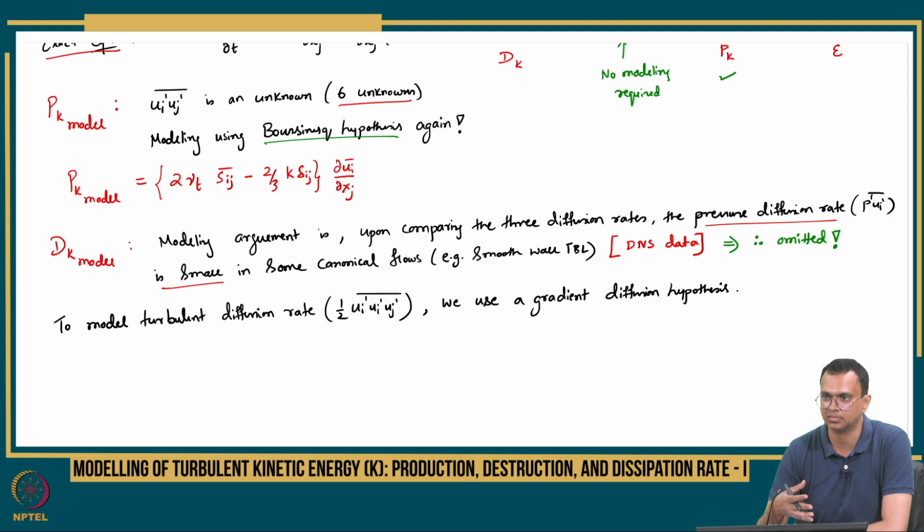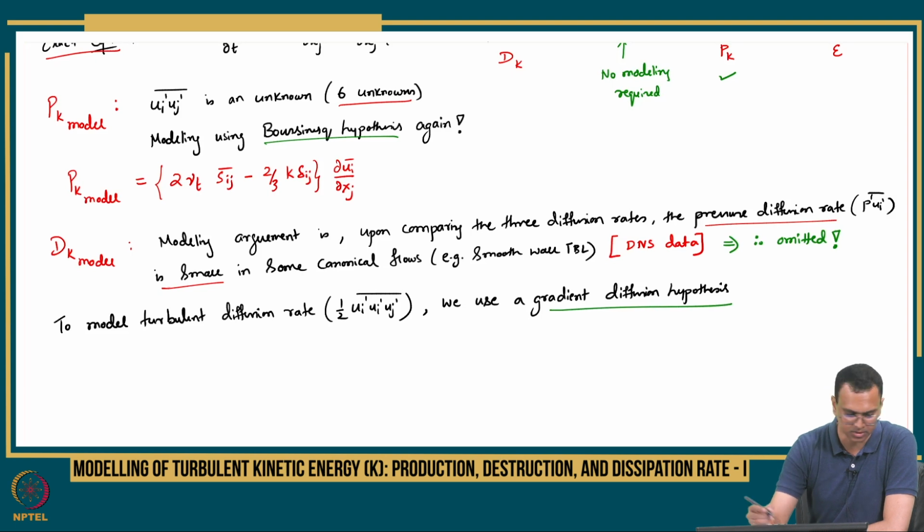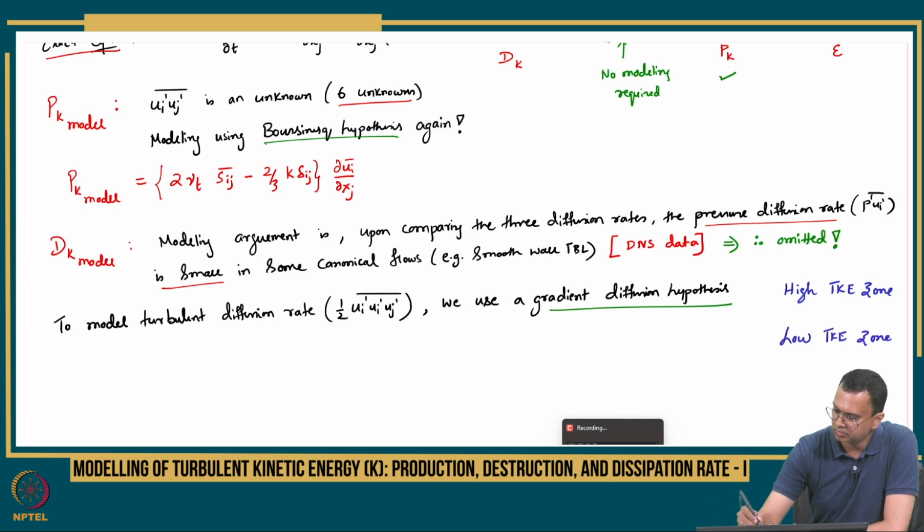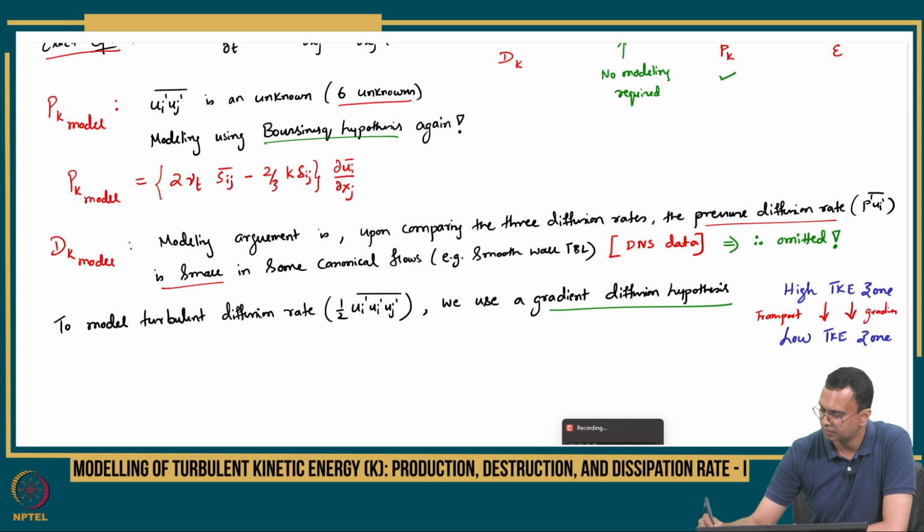This is because it's a transport term, right? Diffusion is nothing but transport, and turbulence itself is transporting. So we use this gradient diffusion hypothesis. What it does is, if you have a high turbulence kinetic energy zone and a low turbulence kinetic energy zone, there will be transport in this particular direction, or you can say along the gradient, from high TKE to a low TKE zone, and we have seen this is analogous to Fourier's law of conduction, right?